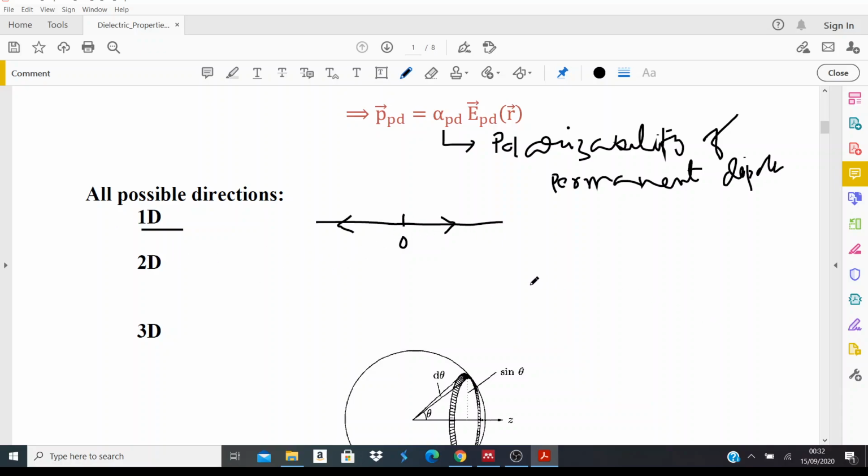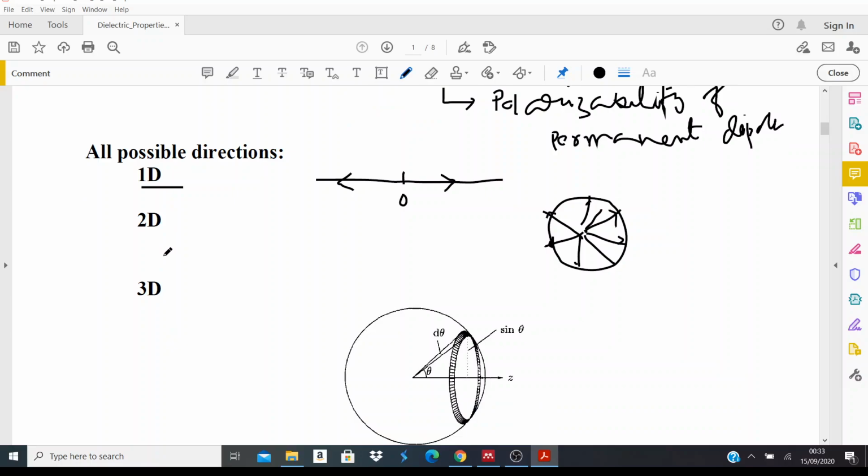What about 2D? All possible directions. You say, okay, let's draw a circle, and from the center of the circle I will draw all these arrows up to the circumference, right? And draw many arrows. This will represent all the directions in two dimensions.